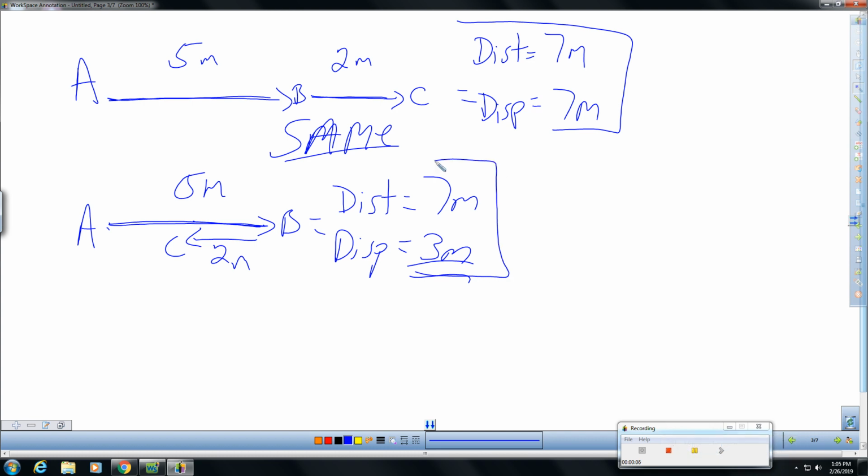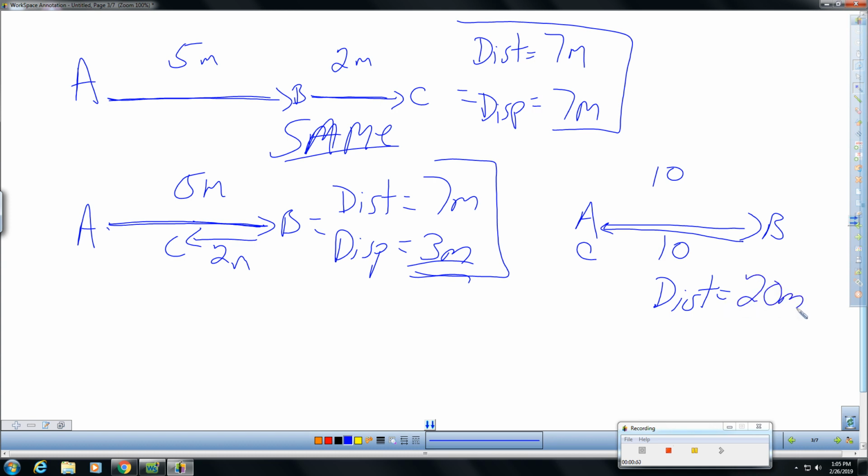Harrison, can I get a situation where my displacement is 0? How? Harrison said yes. If you go 10, and then you go back 10, I'm right where I started, right? So my total distance would be 20 meters because I walked out 10 and came back 10, but my displacement now is really 0 meters.